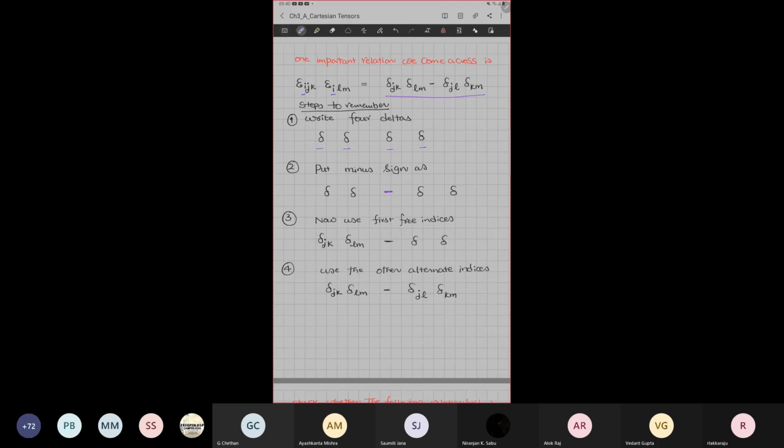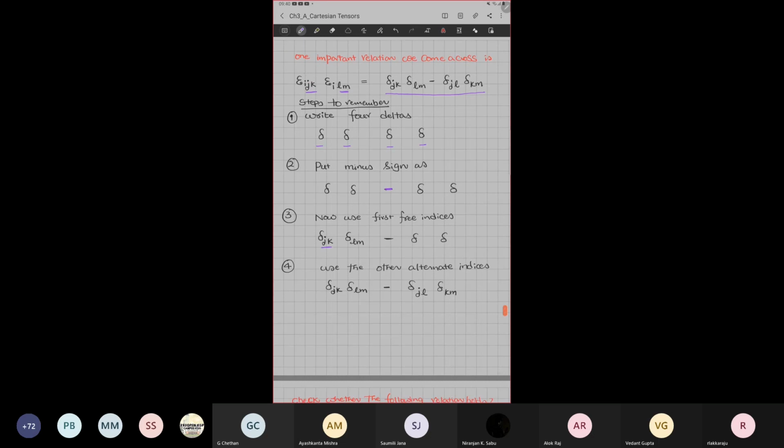Then use the free indices of each epsilon. Here i is repeating, so that cannot be a free index. That is participating in summation. The free indices are here j and k, and here l and m. So you pick those, and write in the first delta jk and the second delta lm.